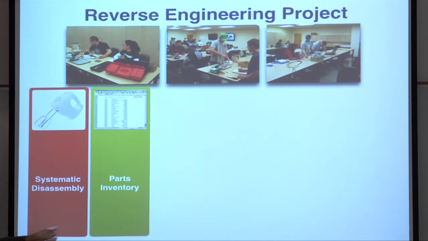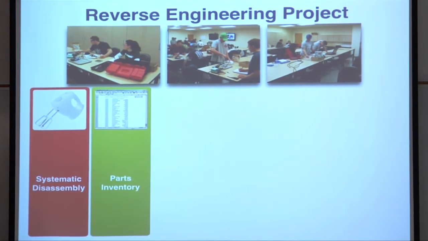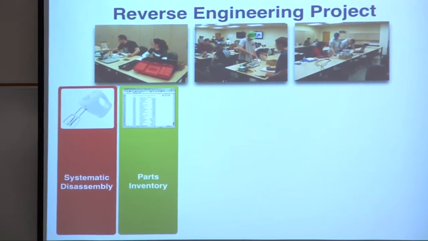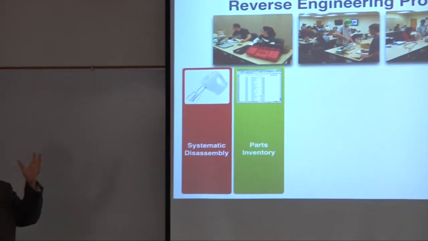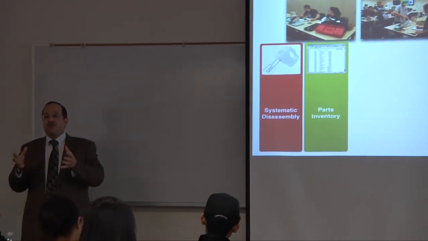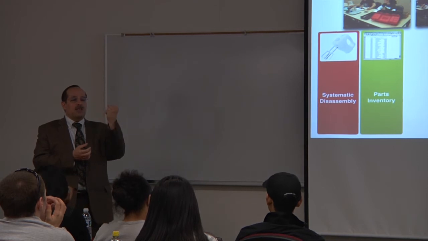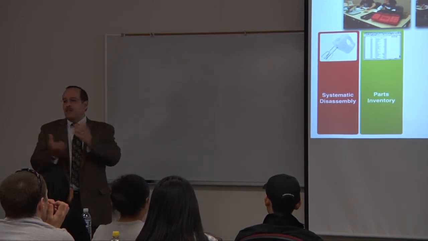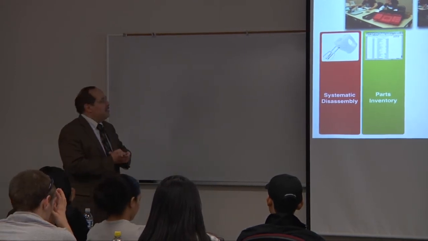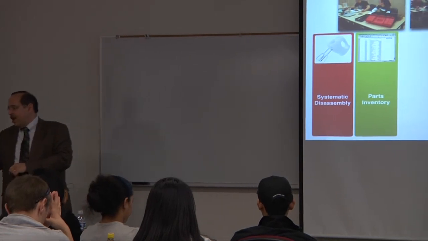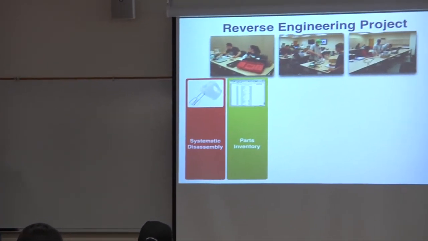Next thing you have to do is inventory every single part. So you weigh every part, you determine what it is, you determine what it's made of, and you form an Excel spreadsheet of an inventory of all 60 or 70 parts in this thing. That alone is an interesting lesson when you realize a $7 hand mixer has about 70 individual pieces in it. Pretty complicated design for a $7 item.